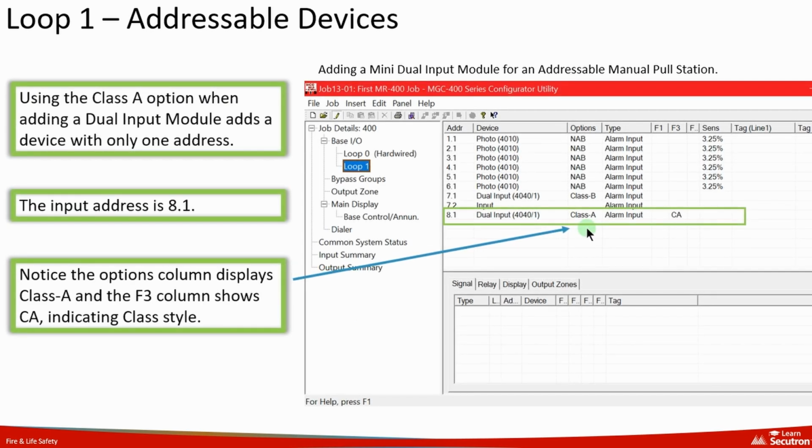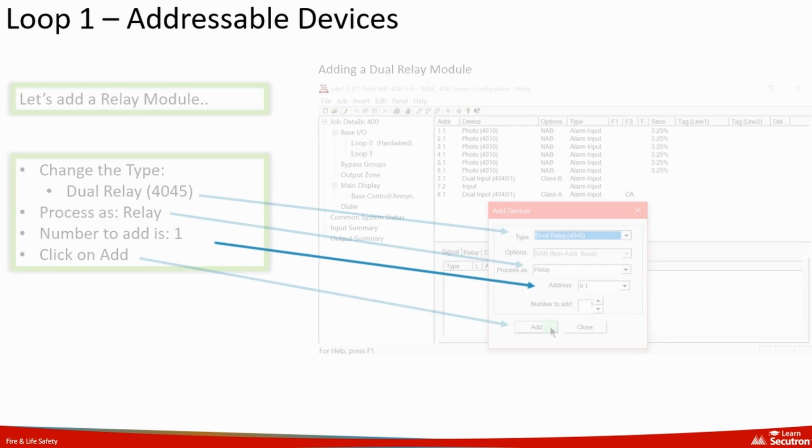When you add a dual input module with a Class A option in the configurator utility, it's assigned a single address, which in this case is 8.1. The options column indicates the wiring type as Class A, and the F3 column reflects this with a CA label, signifying that it is set up in the Class A wiring style. This setup will occupy one physical address on the loop and enables the connection of a device, such as an addressable manual pull station that is factory wired as Class A.